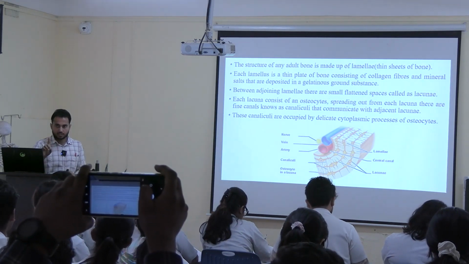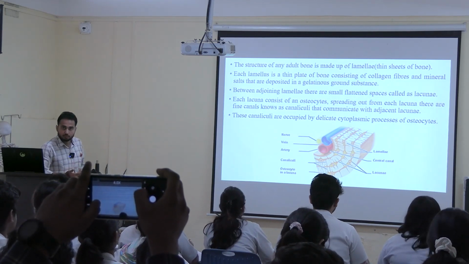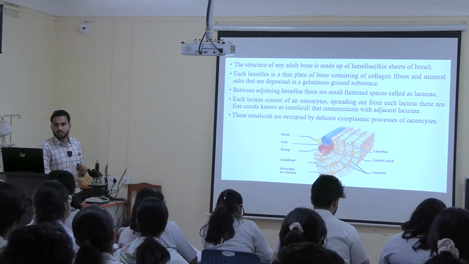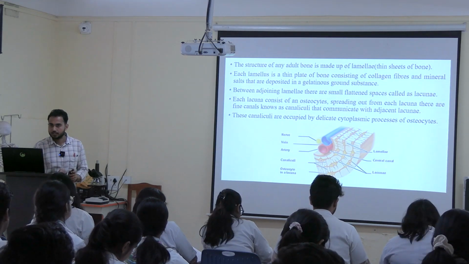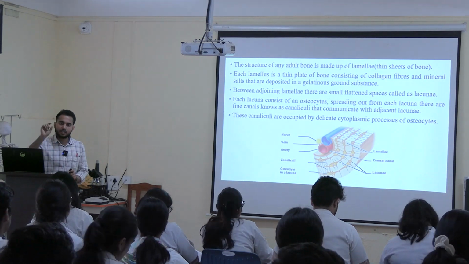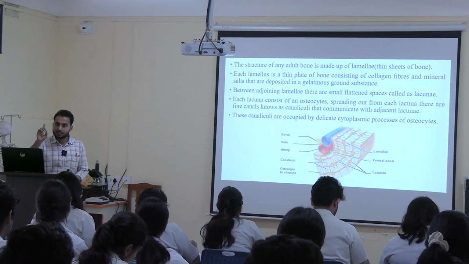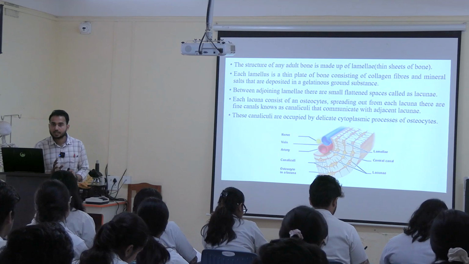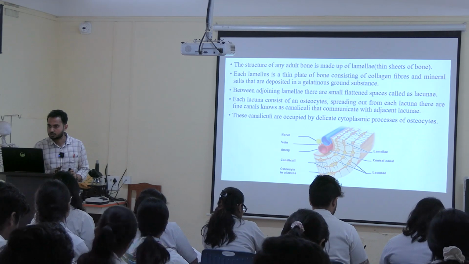Lamella means single. Next, each lamella is a thin plate of bone. Now it is made up of what? It is made up of collagen fibers and mineral salts deposited in the gelatinous ground substance. So see, all three components of connective tissue are seen over here. Lamellar arrangement means multiple lamellae will be there. If you take one lamella, it means a single sheet of bone, made up of collagen fibers along with mineral salts deposited in a gelatinous ground substance. Clear?